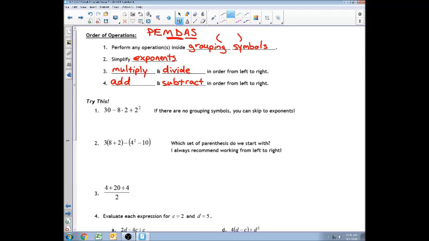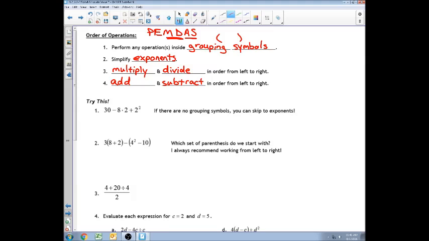I'm sure there are some others as well. But that's an easy way to try to remember your order of operations. So we want to make sure that we do those in order. Parentheses or grouping symbols, then exponents, then we multiply and divide, then we add and subtract.